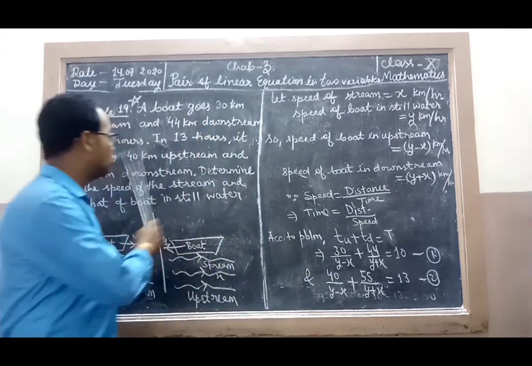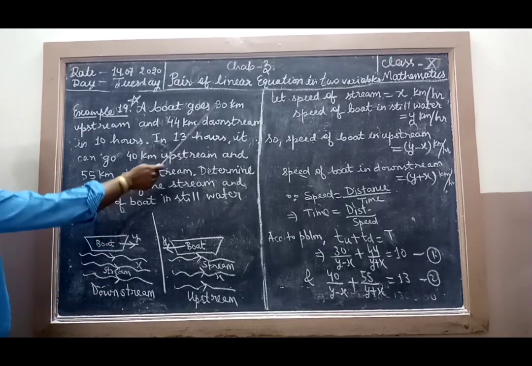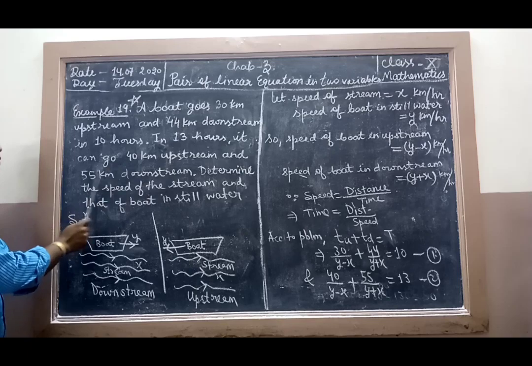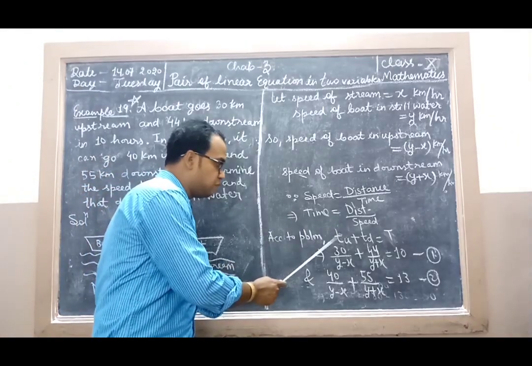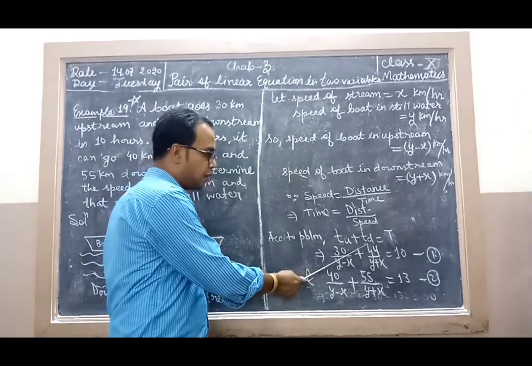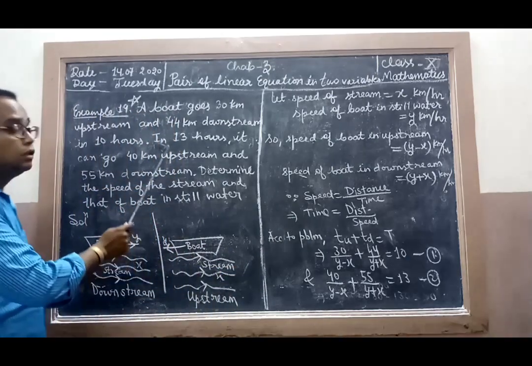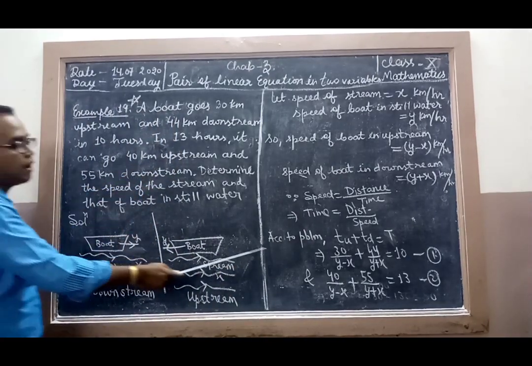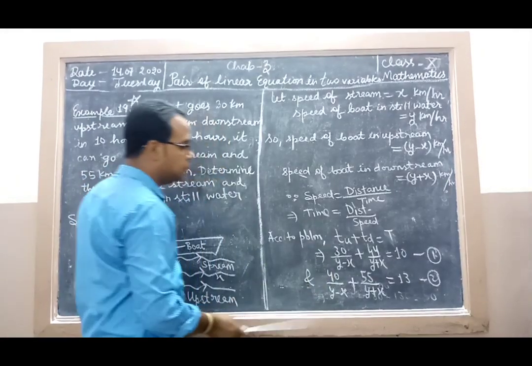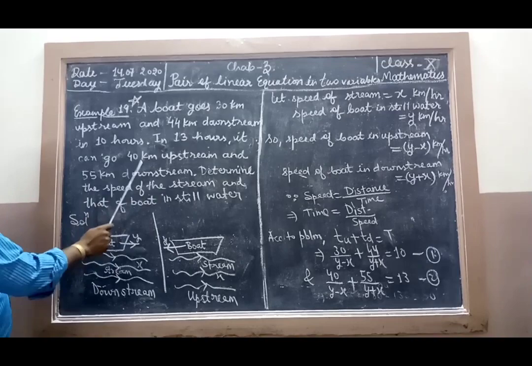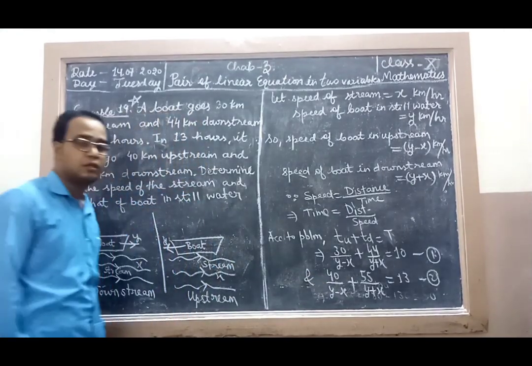Now we know speed is equal to distance upon time, so time is equal to distance upon speed. According to the problem, we have to relate time, because a boat goes 30 km upstream and 44 km downstream in 10 hours. It means total time is given. So time in upstream plus time in downstream is equal to total time. 30 upon y minus x plus 44 upon y plus x equals 10. And the second equation, 40 upon y minus x plus 55 upon y plus x equals 13.